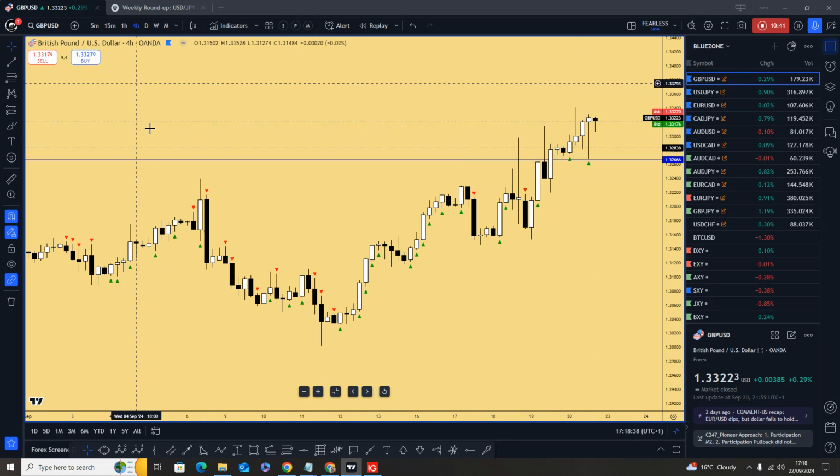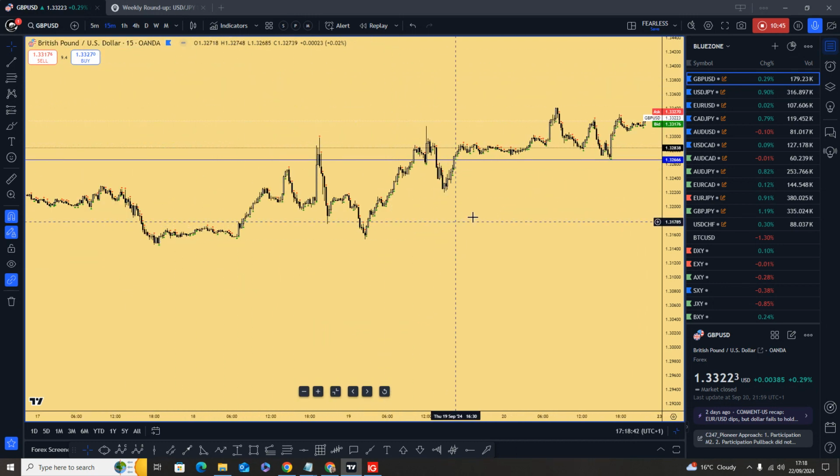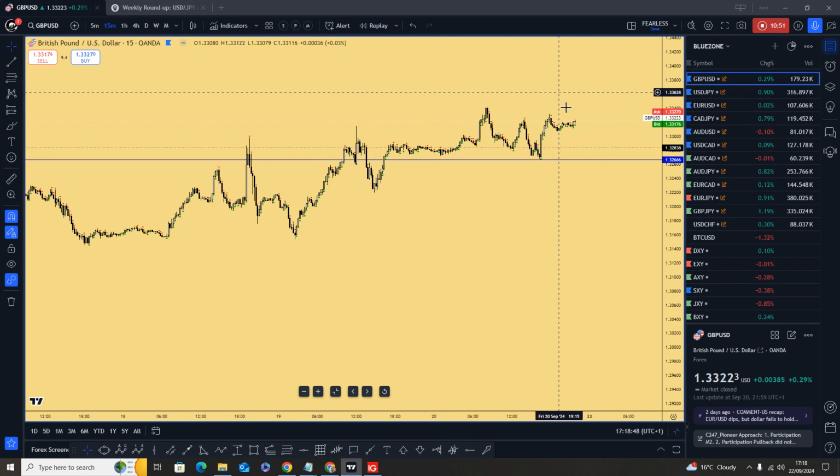If we go on a smaller time frame, that is just a normal reversal, and the price is ready to continue to the upside. As long as we stay above the 132.66, buying is the only call for us.